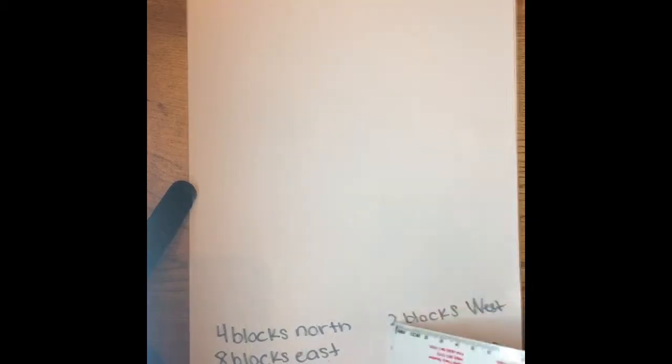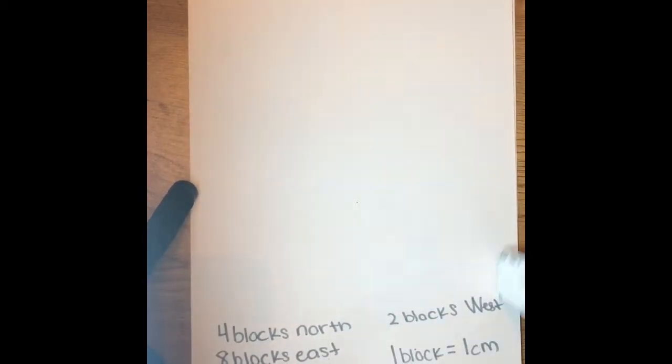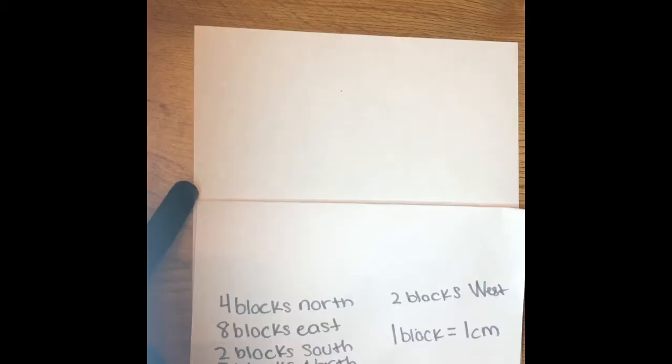Now I'm going to show a visual representation of what displacement would look like when you need to find it. So each block represents 1 centimeter, and I will have my distances, which are the 4, 8, 2, 3, and 2. And we also have our directions, north, east, south, north, and west. All right. So now I'm going to start drawing my displacement.